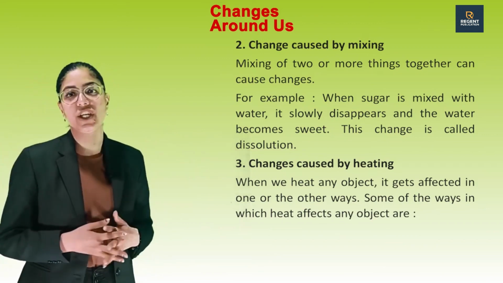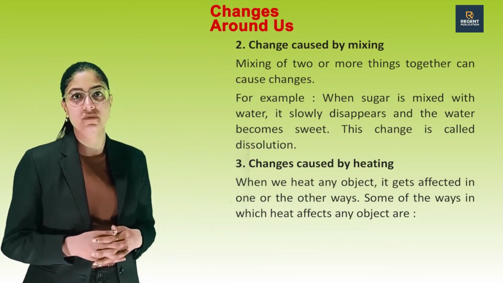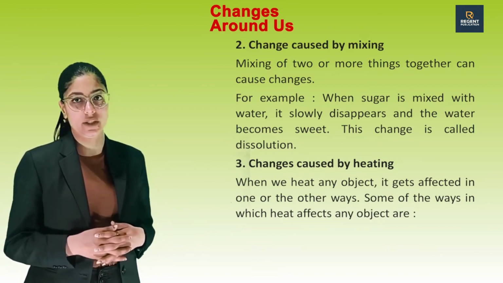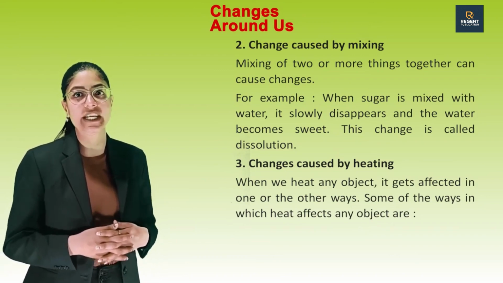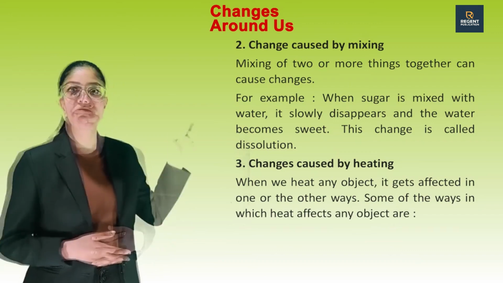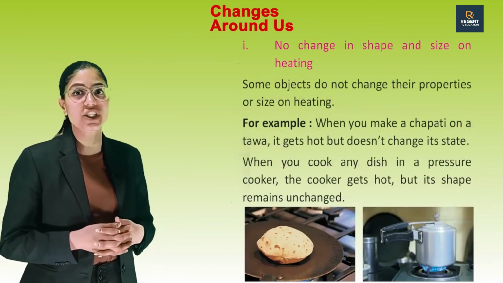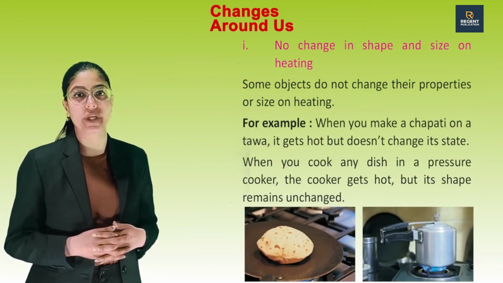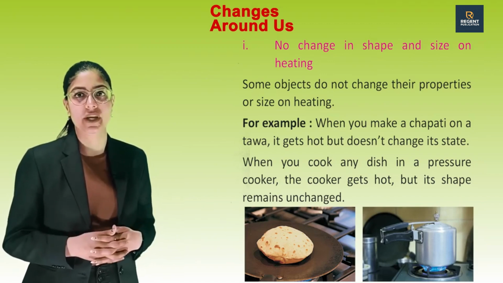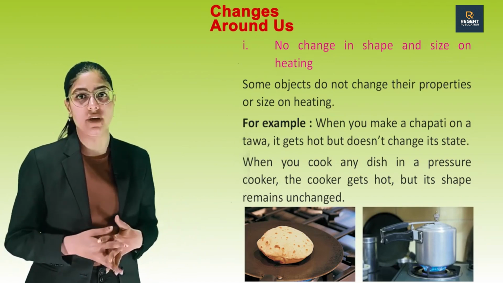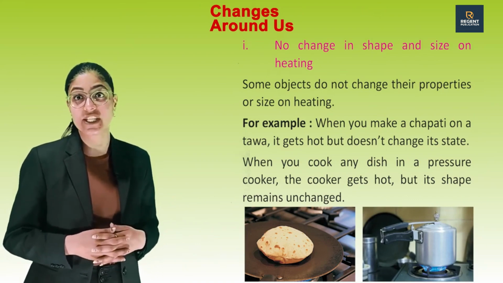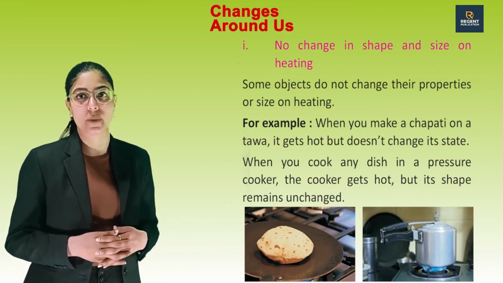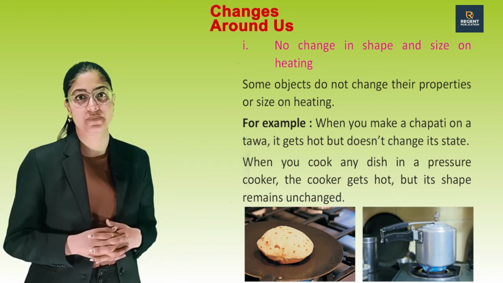Third one is changes caused by heating. When we heat any object, it gets affected in one way or the other. Some of the ways in which heat affects any object are: first, no change in shape and size on heating. Some objects do not change their properties or size on heating. For example, when you make a chapati on a tawa, it gets hot but doesn't change its state. When you cook any dish in a pressure cooker, the cooker gets hot but its shape remains unchanged.